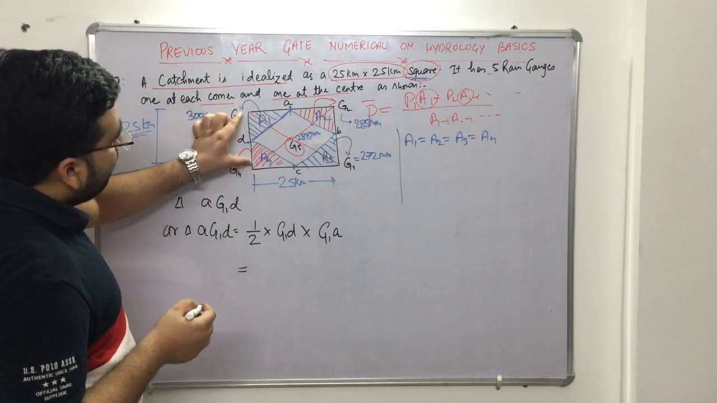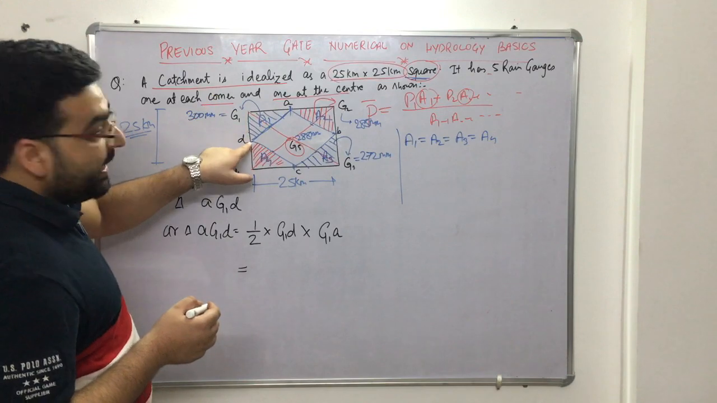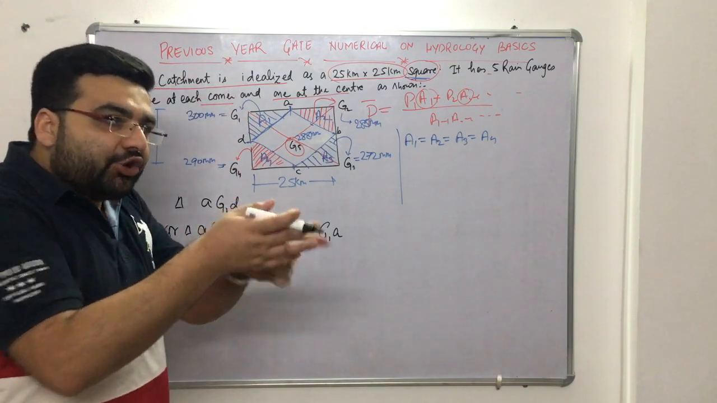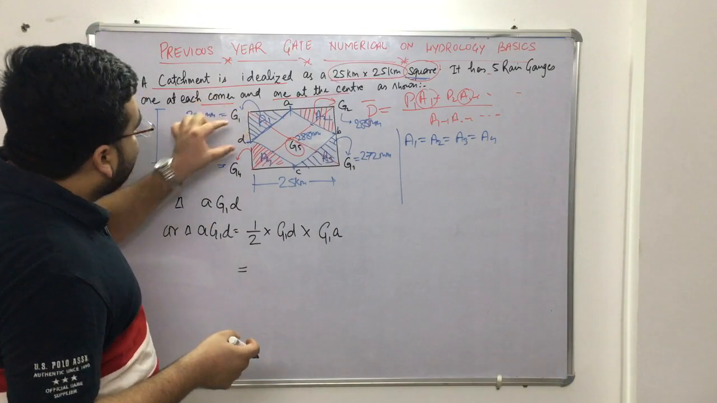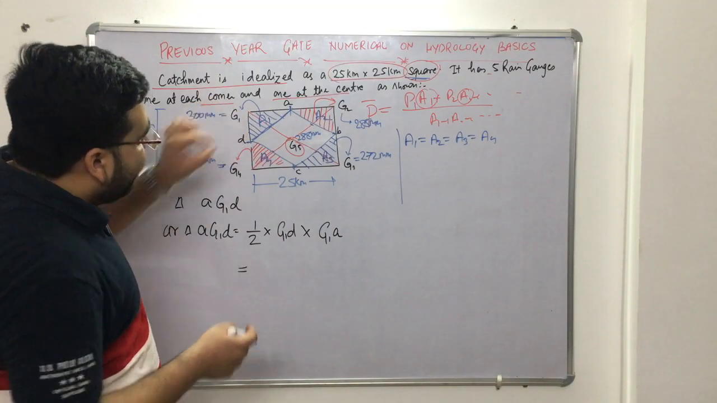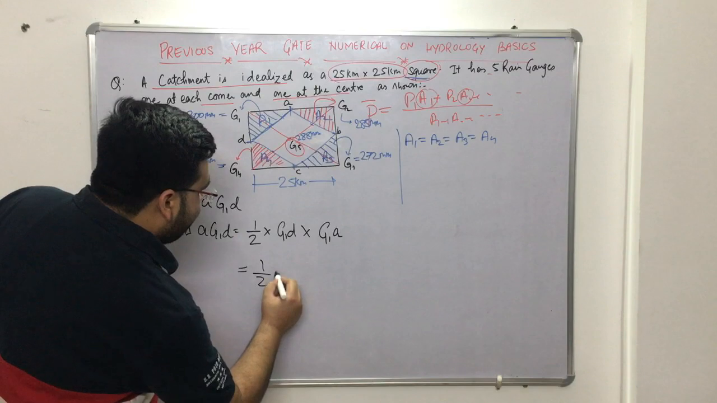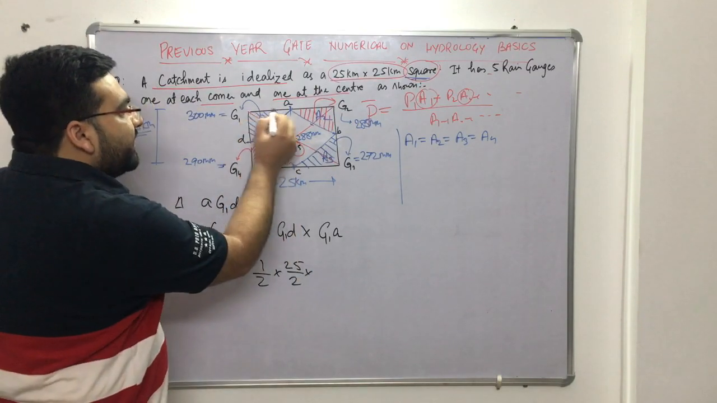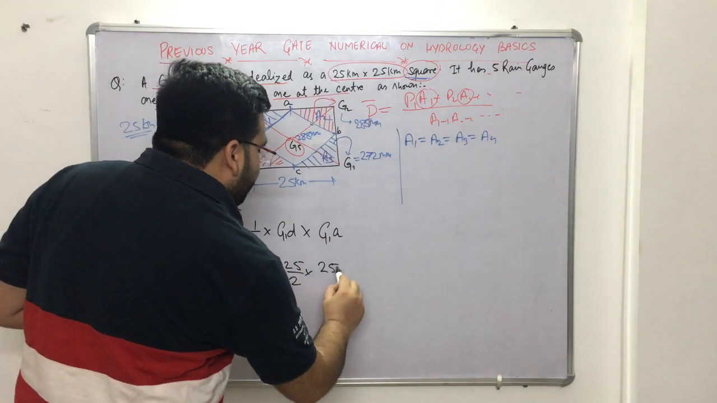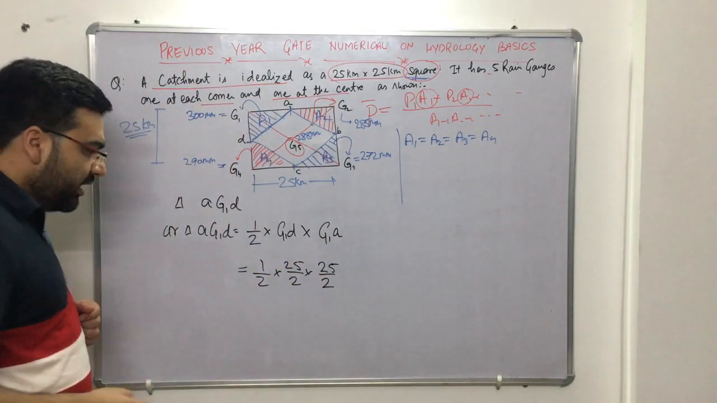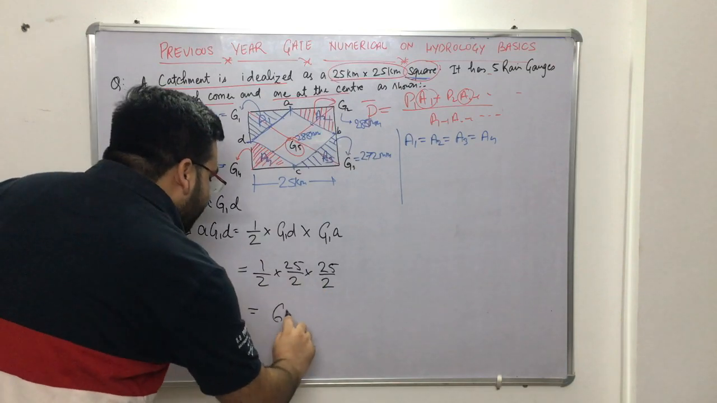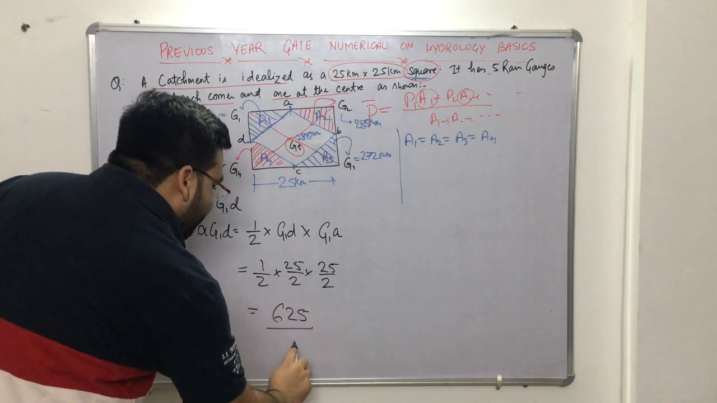Now how much is base? This is 25 kilometer. This will be half because this is a perpendicular bisector. Bisector means it divides the particular line into two equal parts, right? So this will be equal to 25 divided by 2. So half into 25 divided by 2, and same goes with this also. This will also be equal to 25 divided by 2. Clear?